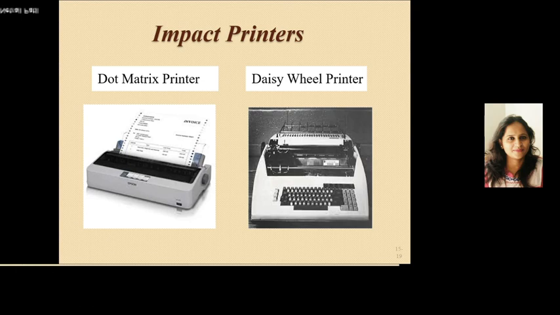Now the disadvantages of impact printers are that they are noisy in operation, and the wear and tear of the printer head causes periodical replacement of the printer head. See the diagram of the dot matrix printer.